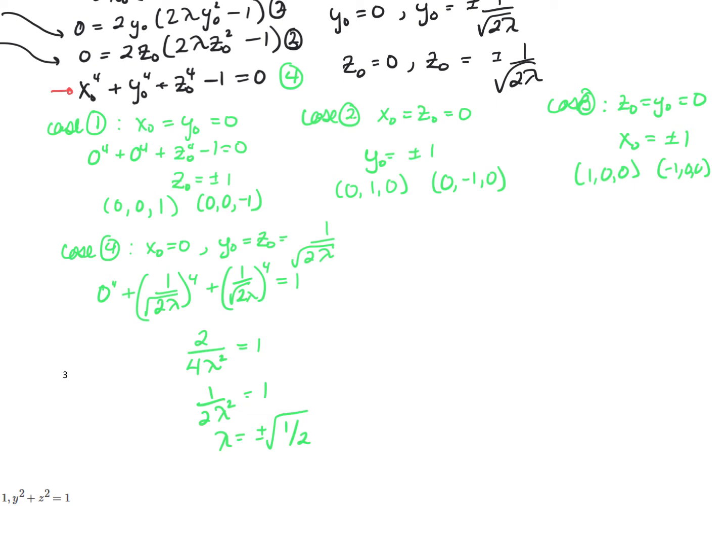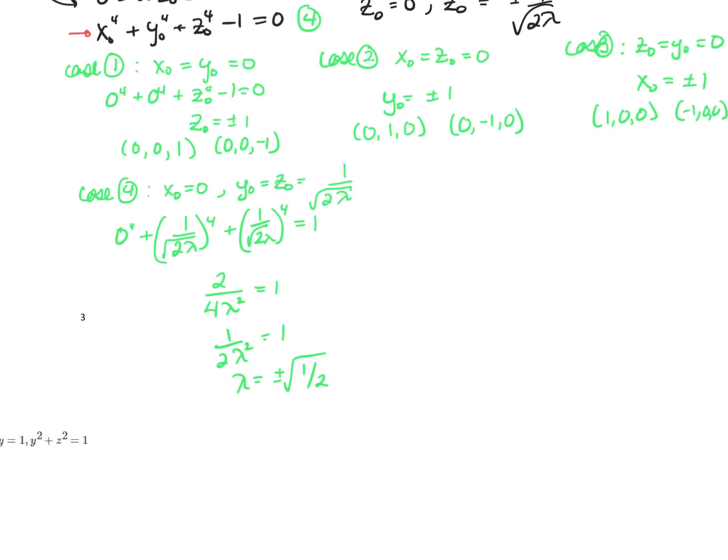Now, when I put this back into this part of the equation, I clearly cannot take the negative, because I'd be taking the square root of a negative number, so I can only take the positive. So then y naught is equal to z naught, which is equal to 1 over the square root of 2 times the square root of 1/2.